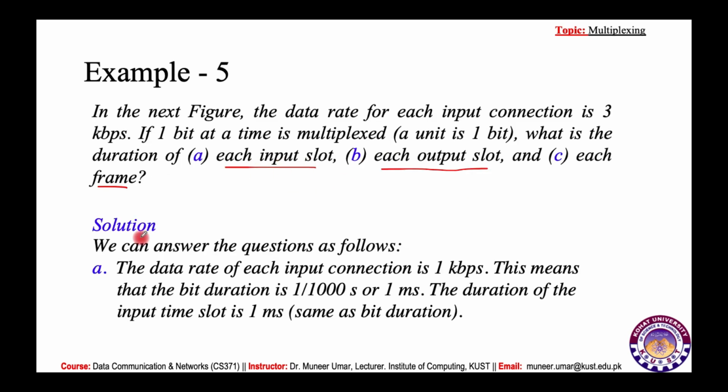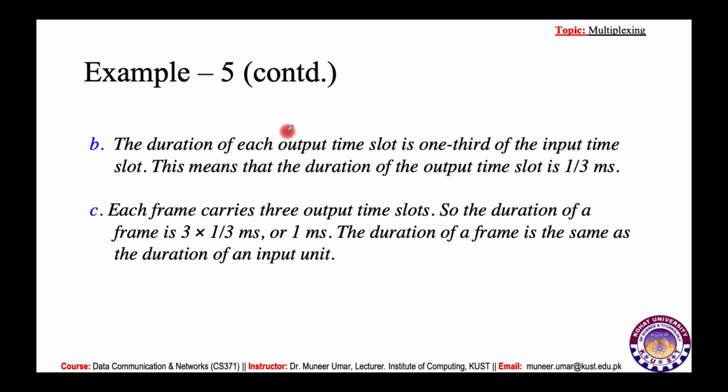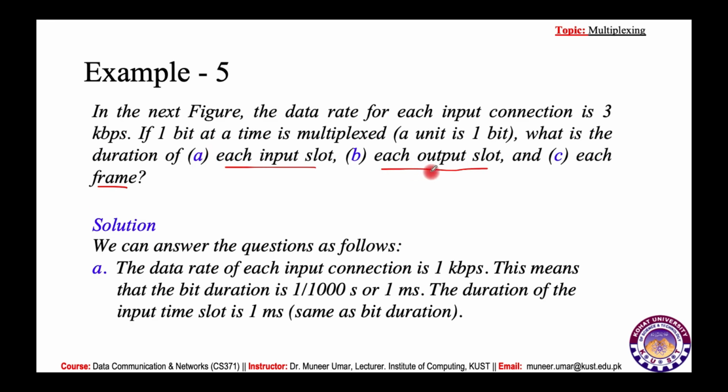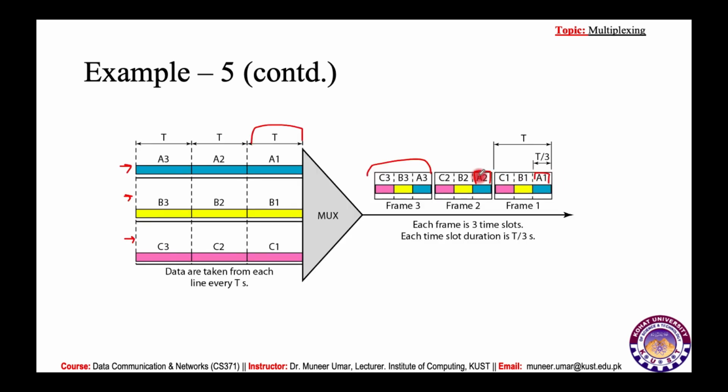First, each input slot. The data rate of each input connection is 1 kbps. This means that the bit duration is 1 by 1000 or 1 millisecond. The duration of the input time slot is 1 millisecond, same as the bit duration. So here this one is 1 ms. Then second is each output slot. The duration of each output time slot is one third of the input time slot, since we have 3 users, so it would be divided by 3. This means that the duration of the output time slot is 1 by 3 milliseconds. For each user we have 1 by 3 milliseconds.